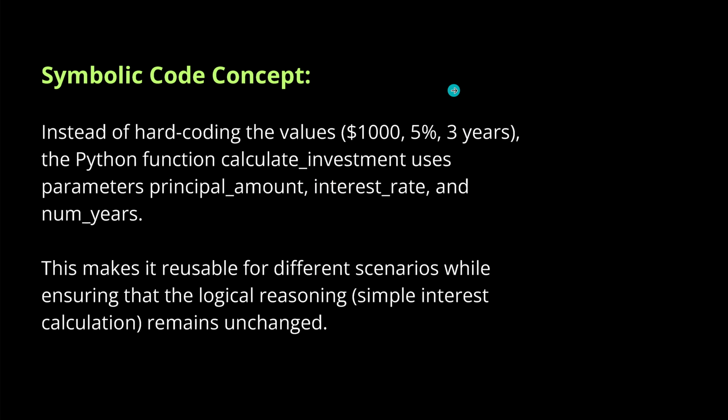So what we have now is, and this is a really heavy wording, a symbolic code concept. But you know it, it's simply Python. So instead of hard-coding the values, $1,000, 5% interest rate, runtime 3 years, we have a Python function with parameters for all these hard-coded elements. And this makes it reusable for different scenarios where we want to ensure that the logic of reasoning remains unchanged. So if we now change $1,000 to $2,000 or $10,000, and 3 years to 4.7 years, we want to see if the LLM is able to do the logical causal reasoning on this mathematical problem.